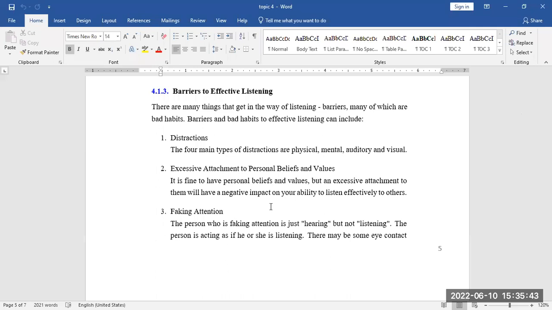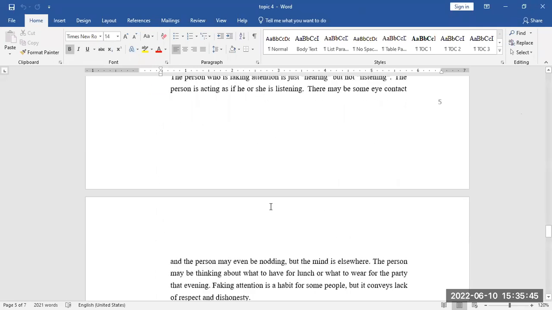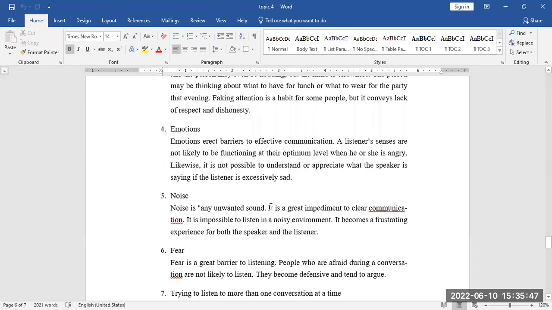Number 3 is also faking attention. There are people who are very good at faking attention. You pretend that you are listening when you are not. Also, we have emotions. There are people who are very emotional. When you tell them something, they become angry, they can hit you, or they start shedding tears. So emotion is one of the things that can become a barrier to effective listening. Some people are very emotional, that when you tell them something, they become angry.